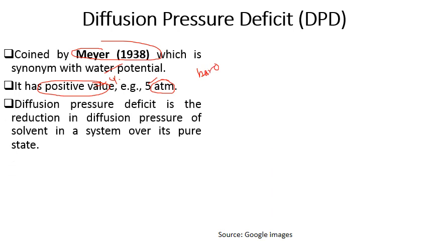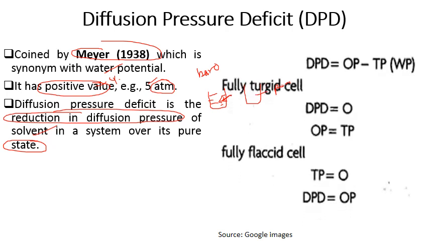So diffusion pressure deficit is the reduction in diffusion pressure of solvent in a system over its pure state. It means that in a solution, the diffusion pressure of the solvent has decreased, reduced, as compared to the pure solvent which has no solute. That reduction in diffusion pressure is known as DPD. If we want to calculate this DPD, we can calculate by using this equation, that is DPD is equal to OP minus TP, osmotic pressure minus turgor pressure. So we calculate DPD like this.